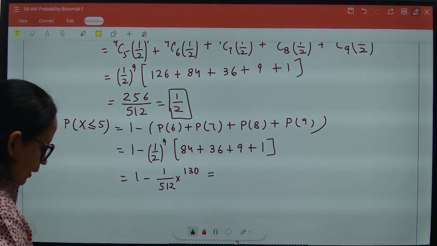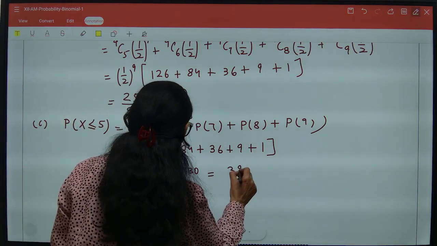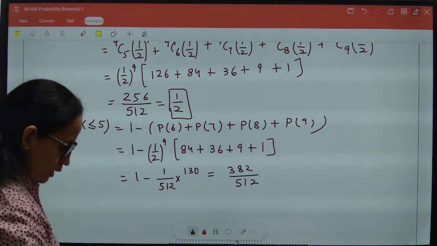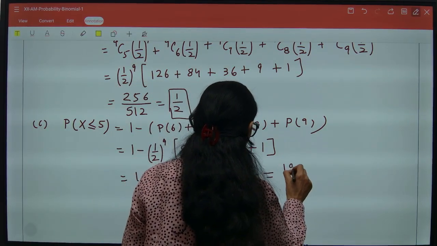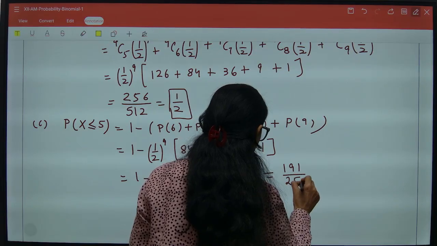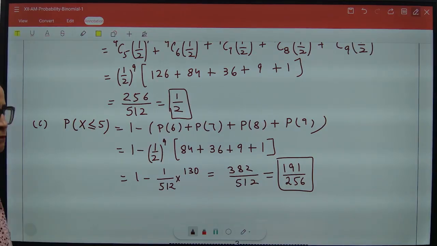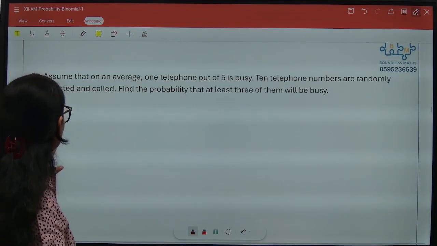So 1 minus 130 by 512, if you subtract, it comes out to be 382 by 512. And now you can even reduce it to lower form. So it is going to be 191 by 256. So this is your final answer. Done? Great. So let's move to the next question.